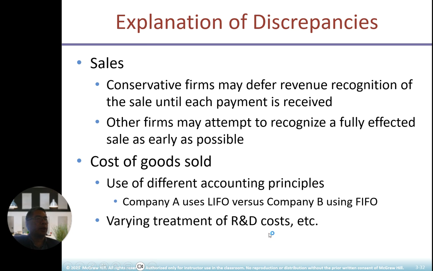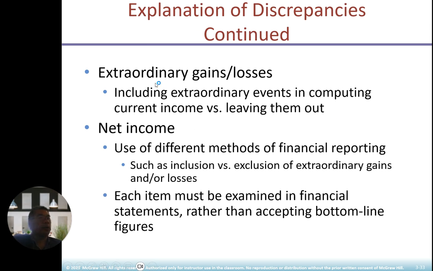Then there is the financial treatment of R&D costs. R&D means research and development. Some companies capitalize the R&D into the value of the fixed asset. The next one is extraordinary gains and losses, including extraordinary events in computing current income, or leaving them out of net income. Companies use different methods, such as inclusion or exclusion of extraordinary gains and losses. Each item must be examined in the financial statement rather than accepted at the bottom-line figure.